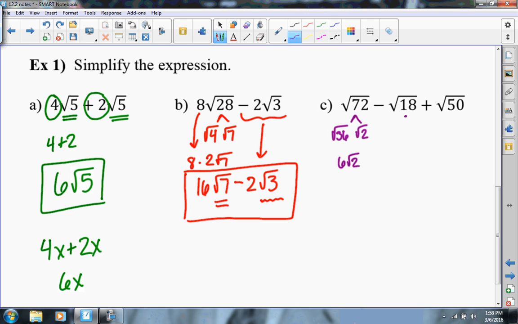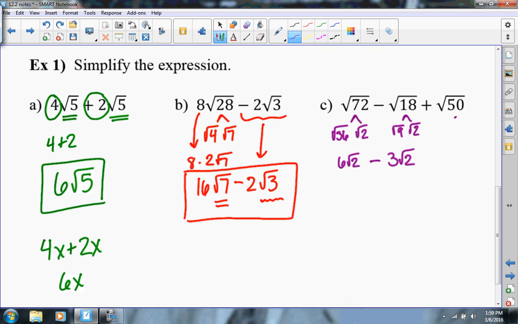And then 18, I can break that down into 9 and 2. The square root of 9 and the square root of 2. The square root of 9 is 3. So I'm going to bring down this subtraction. So minus 3 square root 2. Now, lucky here, I've got square root 2 and square root 2. So eventually I'll be able to combine those terms together.